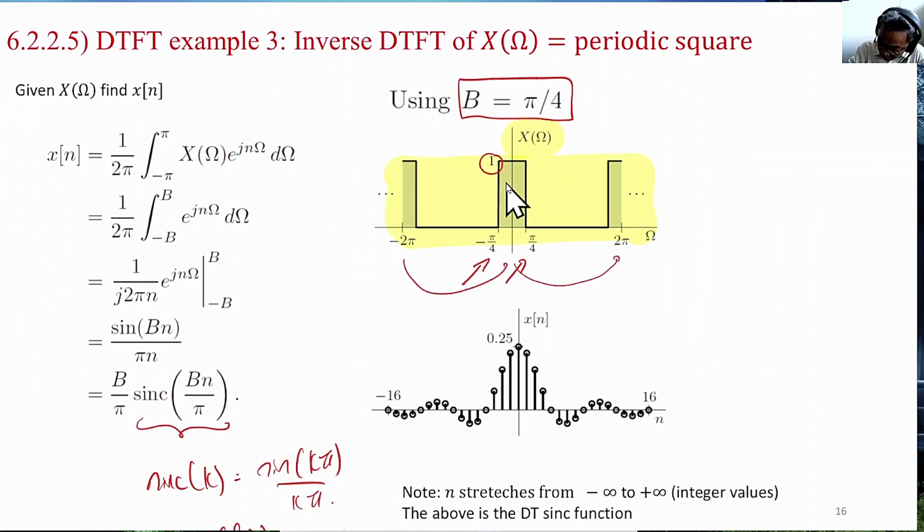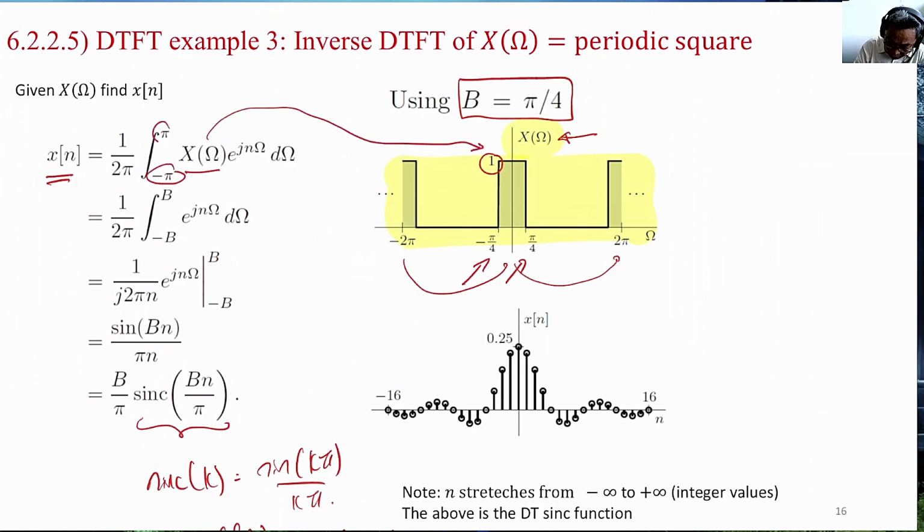And it repeats every 2π because remember that we said that X(ω), the discrete-time Fourier transform, is 2π periodic. We will now try to use the analysis equation to get back x[n]. And this is the synthesis equation. We want to use the synthesis equation to get back x[n]. We plug in X(ω) from this figure.